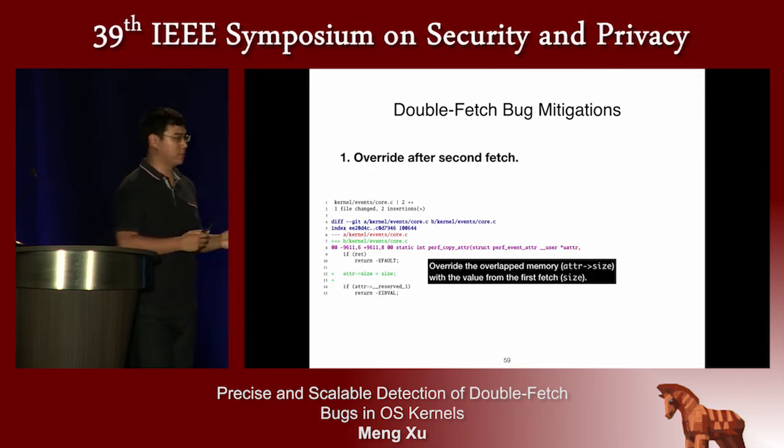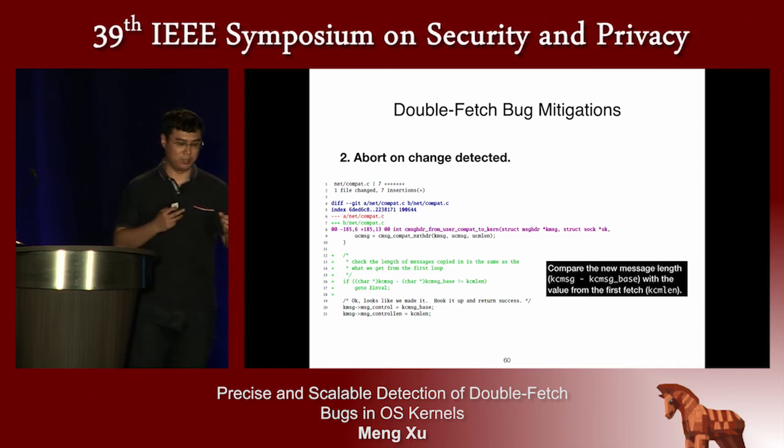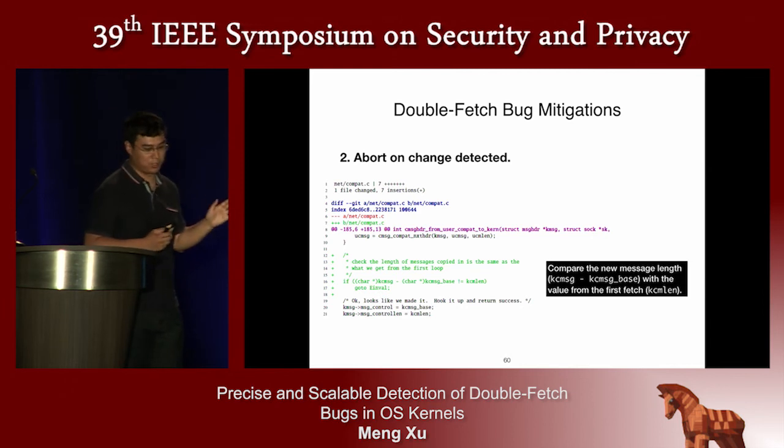The first one is you just override the second fetch. I don't care what you fetch in the second fetch. I just override the value with what I get in the first fetch, and we're good to go. The second way is I'm going to check whether you modify something after the first fetch. And if I detect you modify something, I'm going to abort.